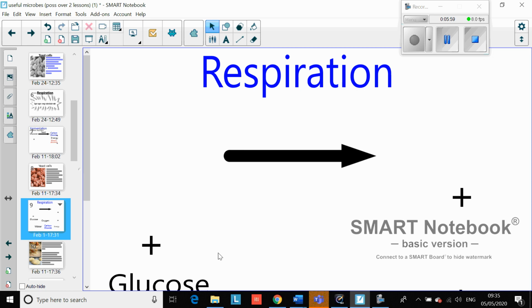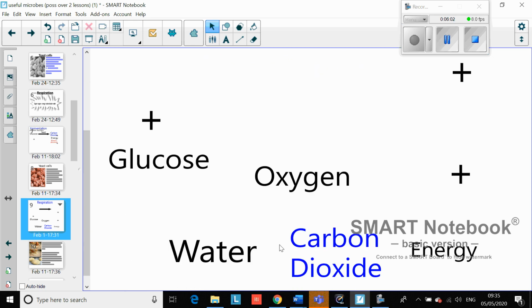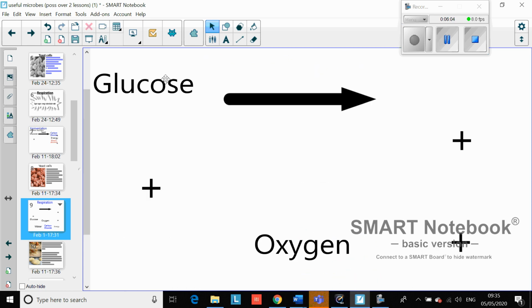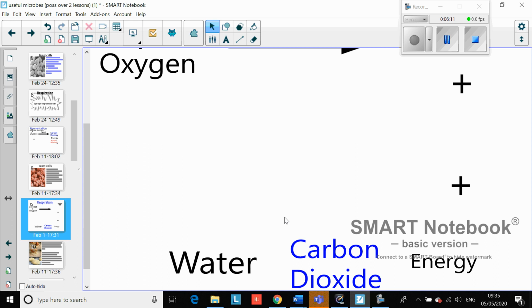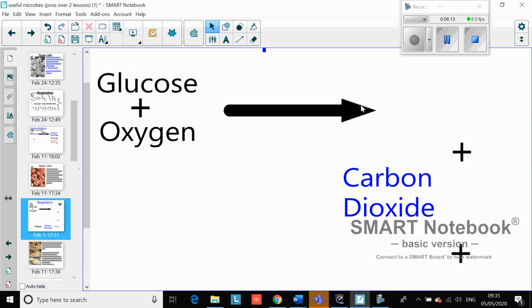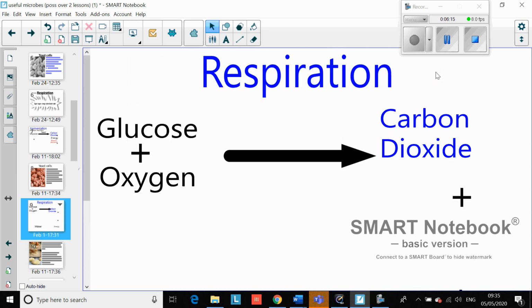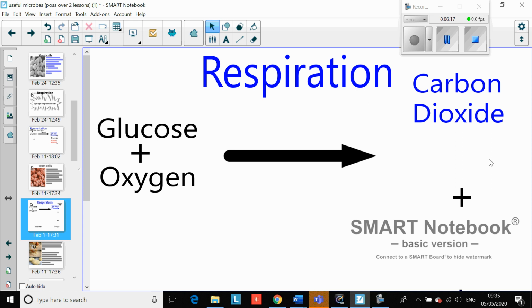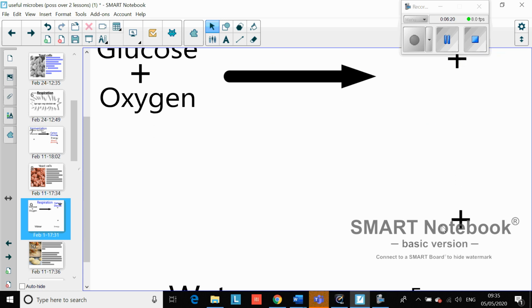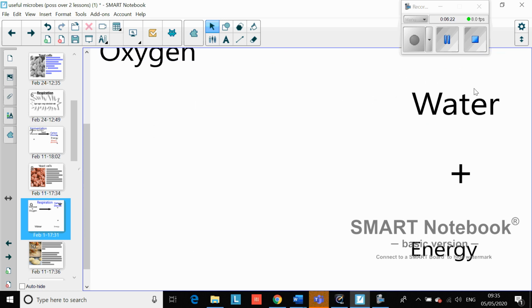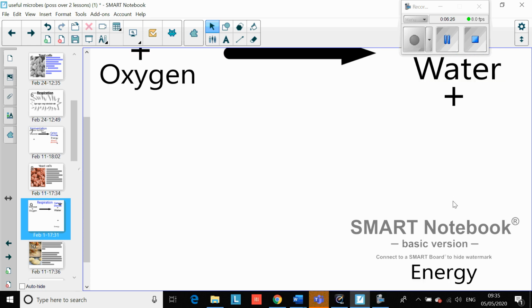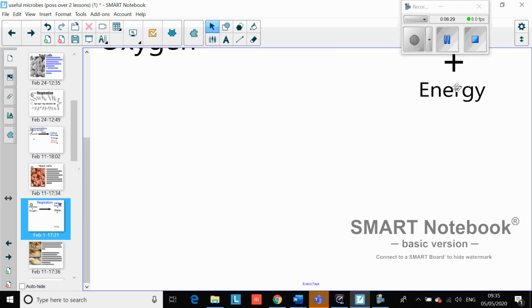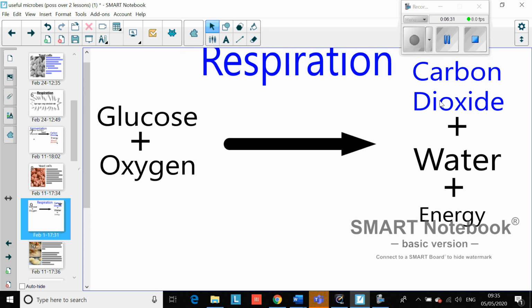We give our yeast plenty of oxygen. So what we have is glucose plus oxygen gives us carbon dioxide plus water as a waste product plus energy. Okay, and there it is.